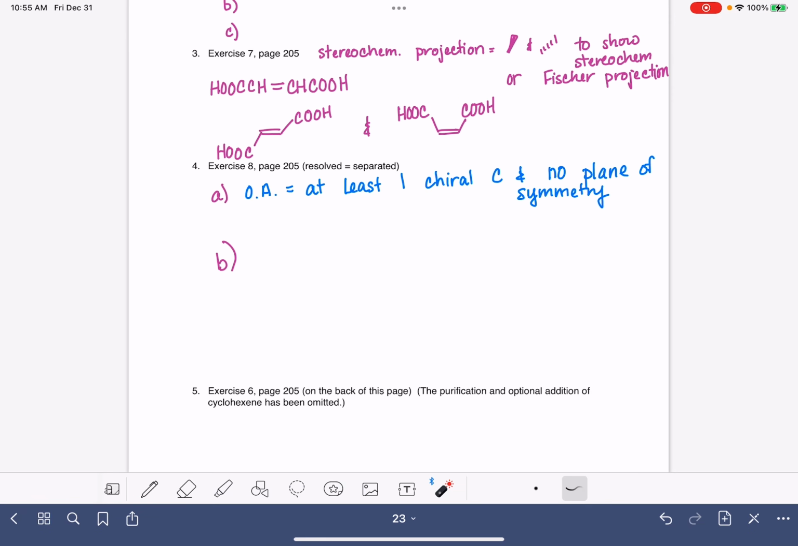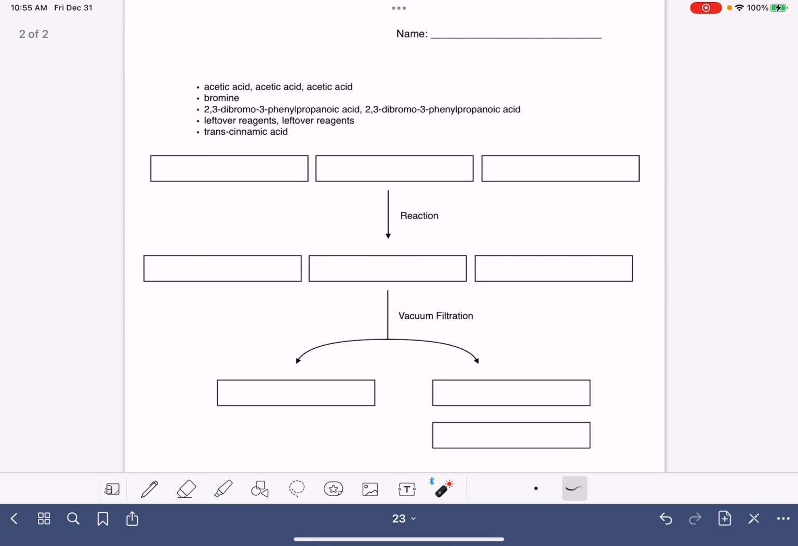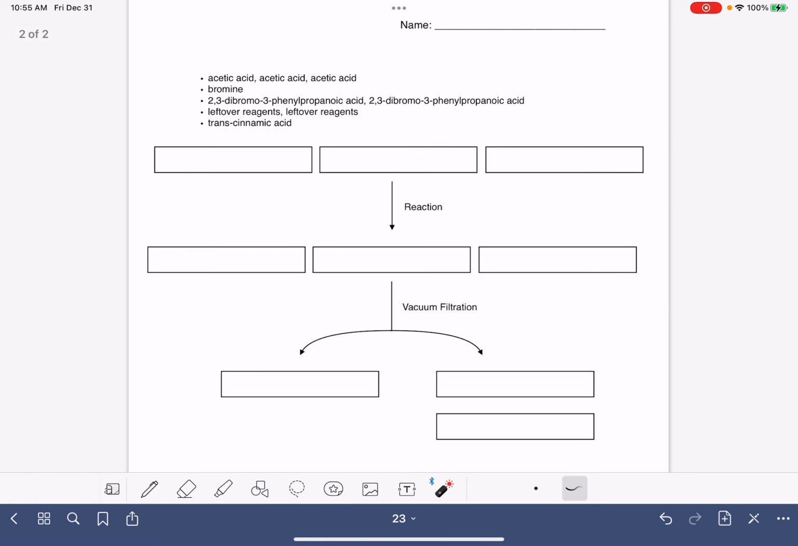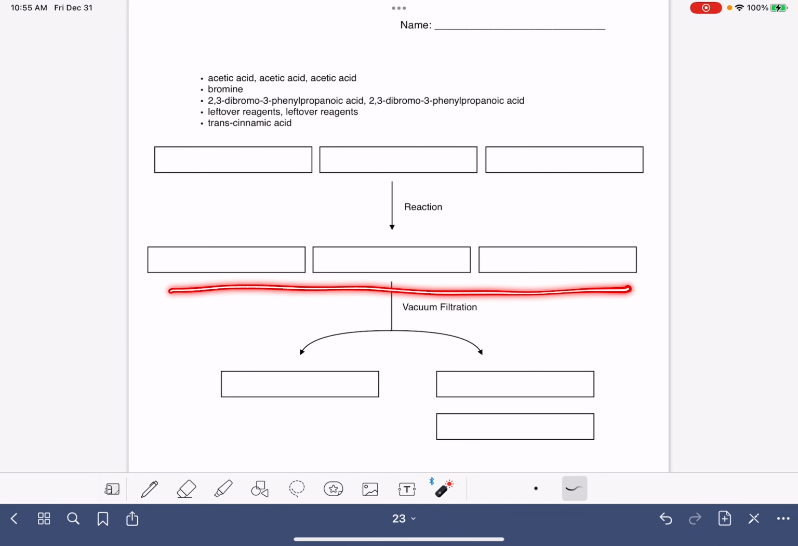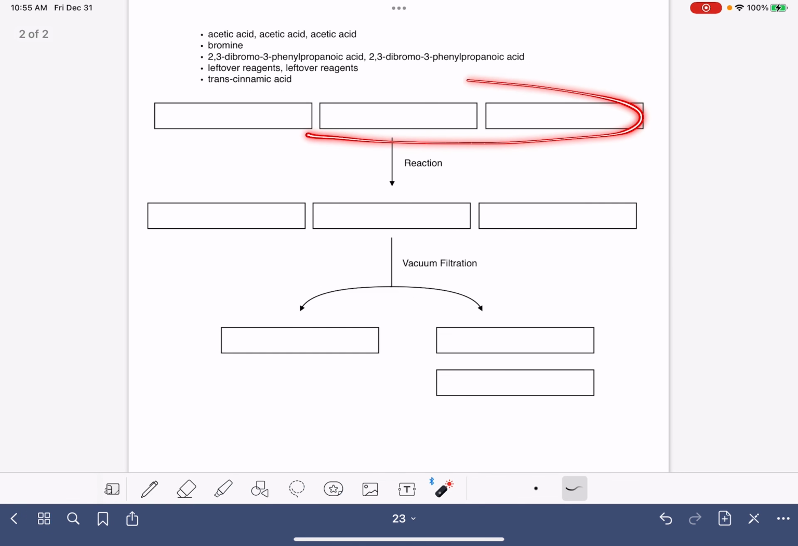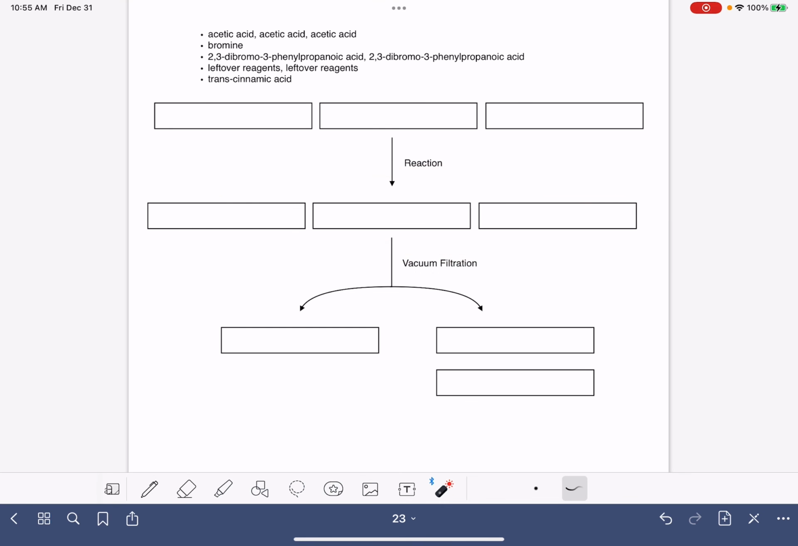The last thing you're going to do here is one of these flow diagrams. This one's actually pretty easy compared to some of the ones that you've done in the past. You started with 3 things, you performed some sort of reaction, and you came up with 3 new molecules. Notice that I'm including leftovers, just sort of lumping them all together. So the 3 things that you've listed here are not necessarily going to be the 3 things that show up after the reaction takes place.